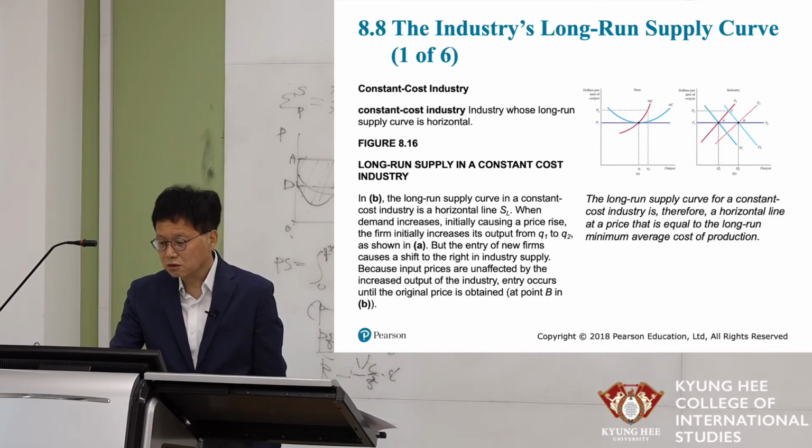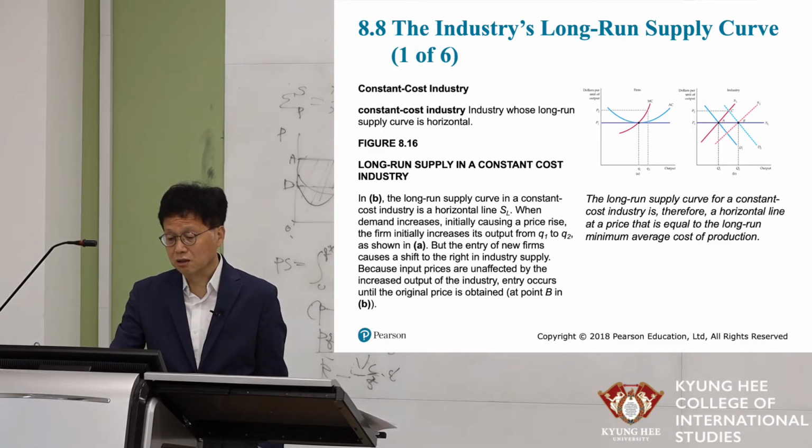Section A, the industry's long-run supply curve. There are three cases: constant cost industry, increasing cost industry, and decreasing cost industry. The contents are exactly the same as the contents you studied in Introduction to Economics, right?